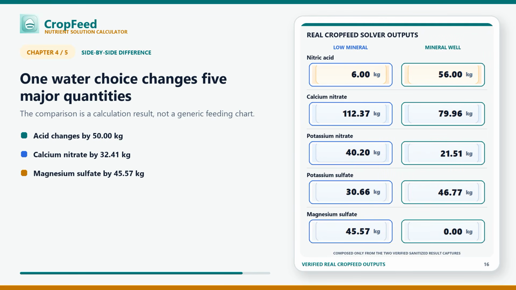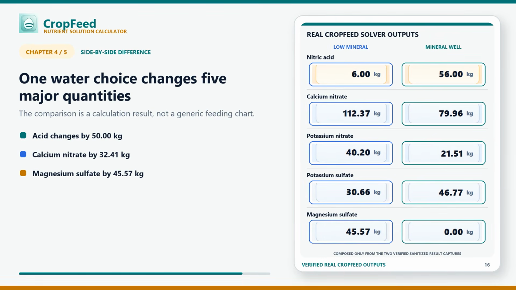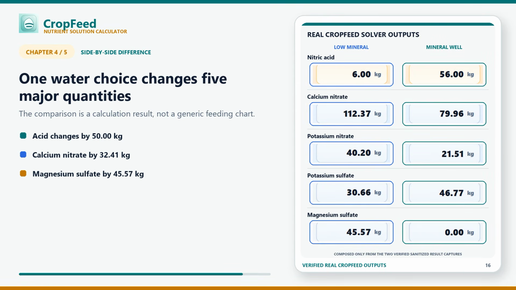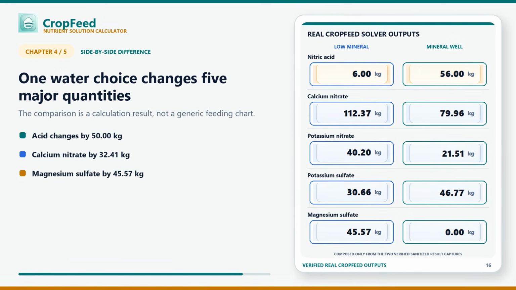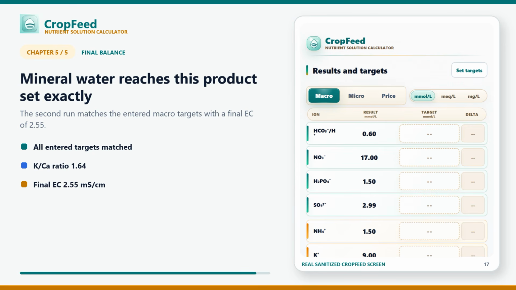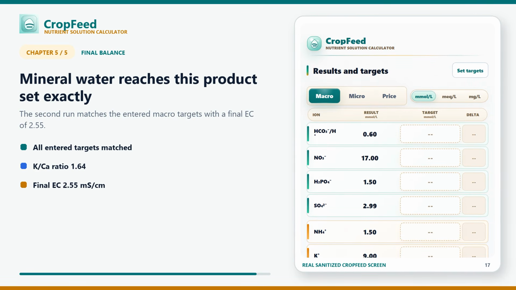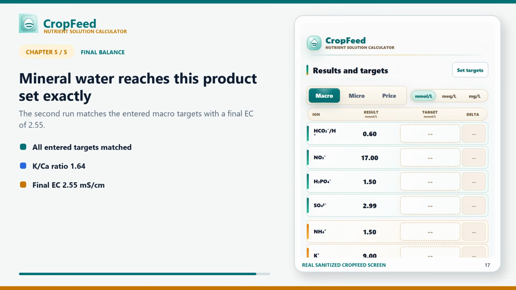Between the two sanitized runs, nitric acid changes by 50 kilograms, calcium nitrate by 32.41 kilograms, potassium nitrate by 18.69, potassium sulfate by 16.11, and magnesium sulfate by 45.57. Those differences belong to this exact water, target, product, factor, and tank combination. They are not transferable application rates. The mineral well water run matches the entered targets with this fertilizer set. Its final EC is 2.55 millisiemens per centimeter, and the calculated potassium to calcium ratio is 1.64.